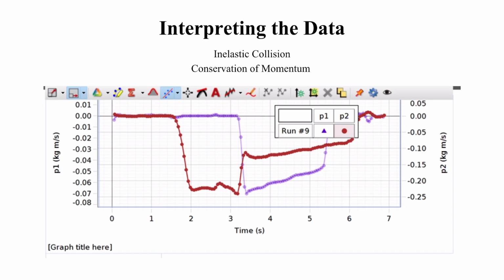This graph shows the momentum of each cart in the inelastic collision. We will use the absolute values of momentum to interpret our results. Since the values of the lowest points are the same, we can see that all the momentum was transferred from one cart to the other and is conserved.